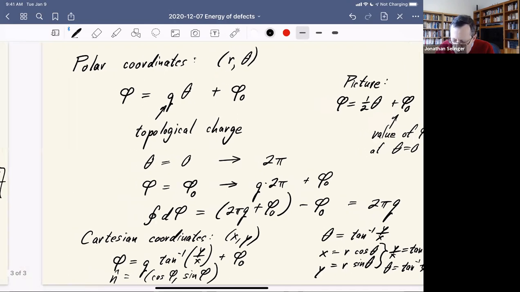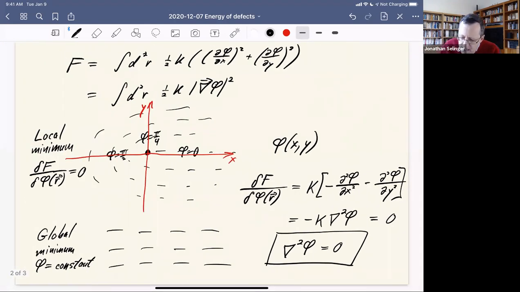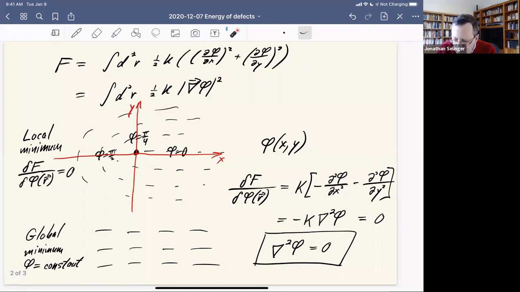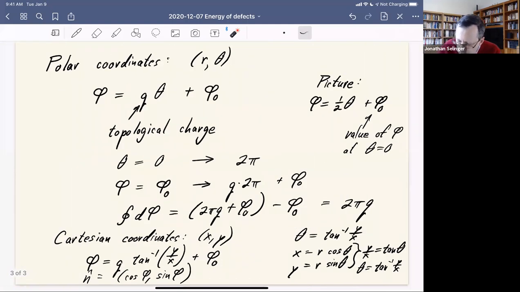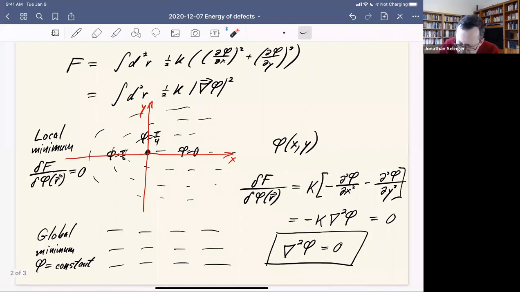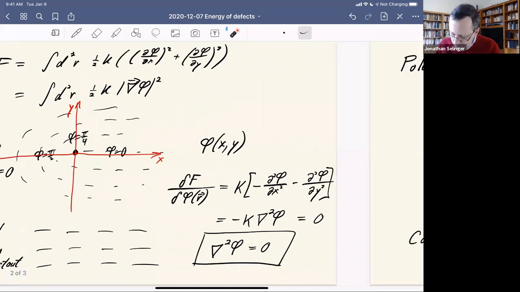All right, so this then is our expression for phi as a function of position. Now we can put it into the Frank free energy, which we have right up there, in order to get the Frank free energy associated with having a defect. The Frank free energy density then is this thing. So let's figure that out.